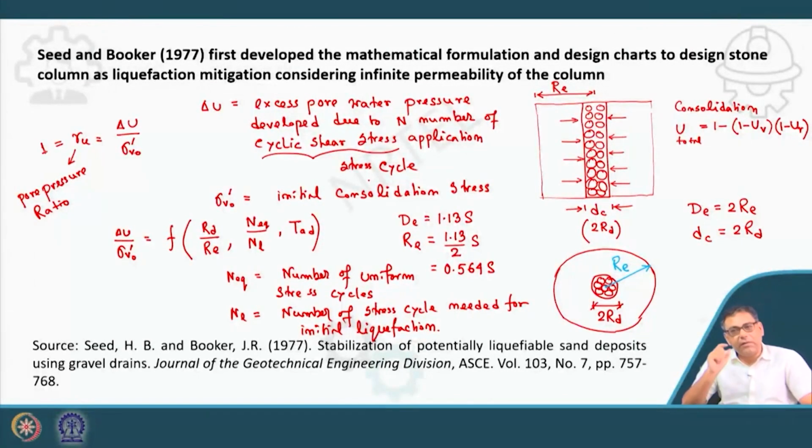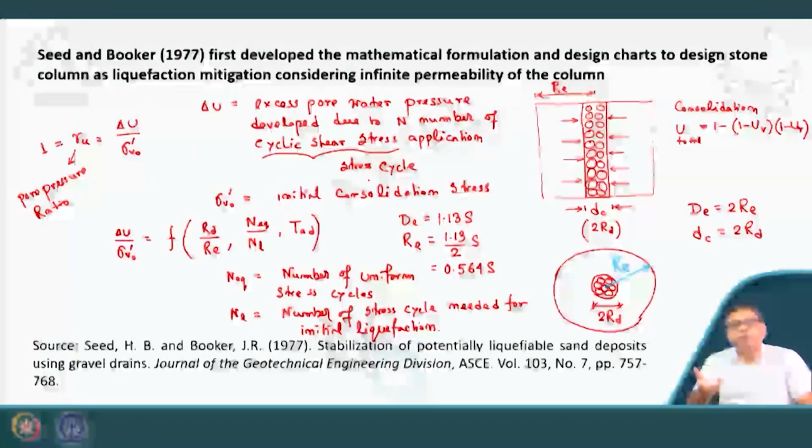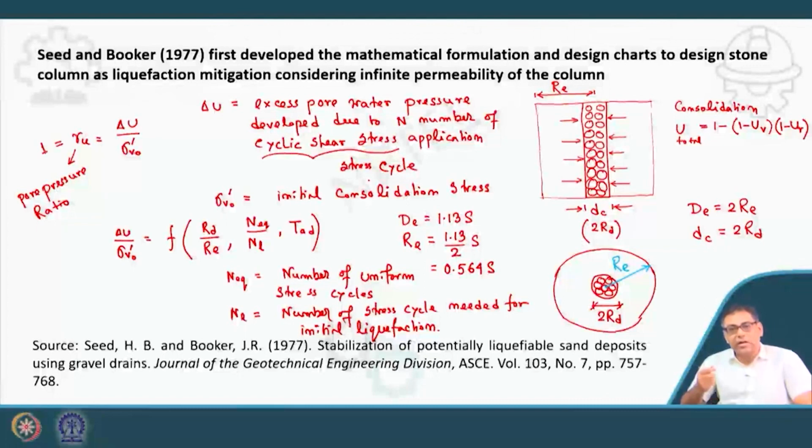But here definitely we will design it such that we can apply more N equivalent, more stress cycle. That's why we are providing stone column. No? That means it can go 2 times the number of stress cycle required to cause the liquefaction. So that means your N equivalent will be more than the NL. Then the system will be effective, because we are designing the system in such a way that we can apply more number of stress cycle than is required to cause the initial liquefaction.